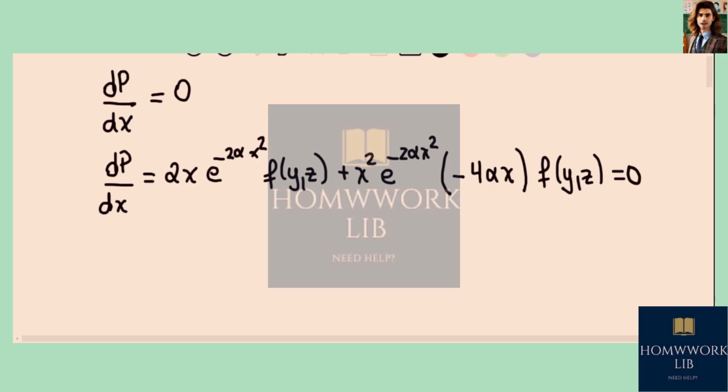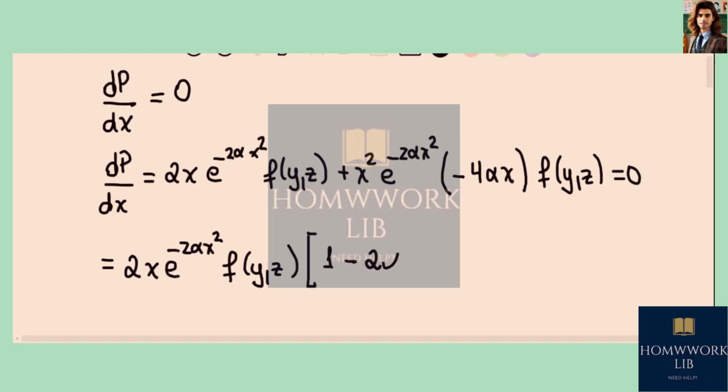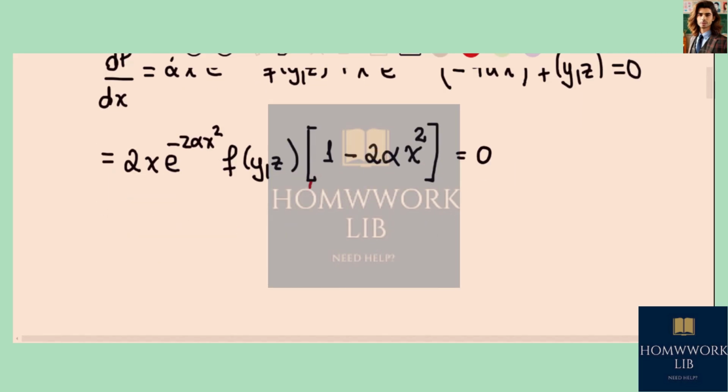Okay, so I'm just going to factor out 2x e to the minus 2 alpha x squared f of y z times 1 minus 2 alpha x squared, and we want this to be 0. So we want whatever is inside these square brackets to be 0.